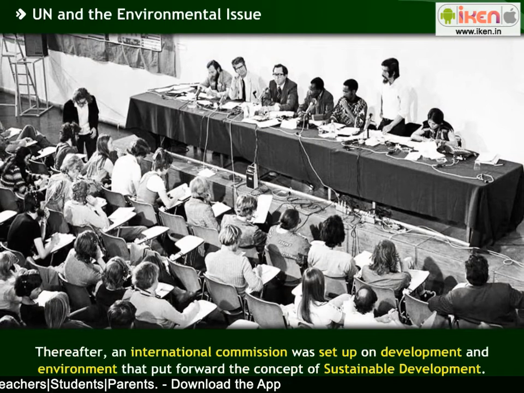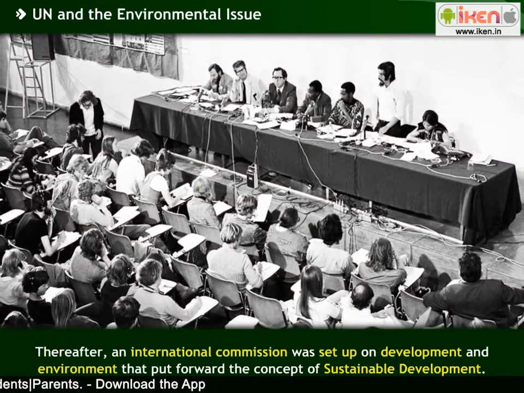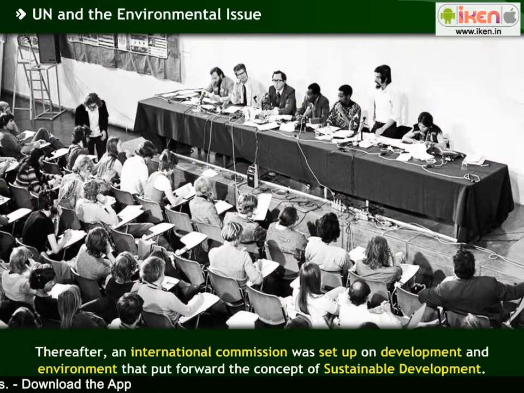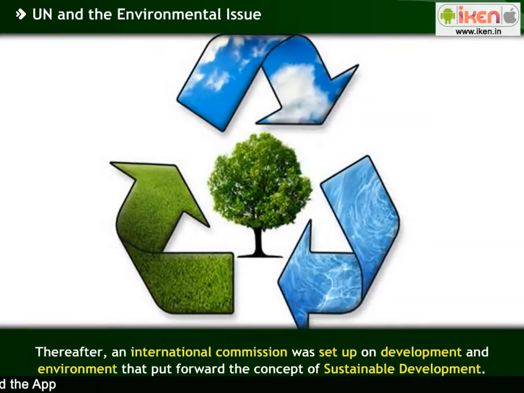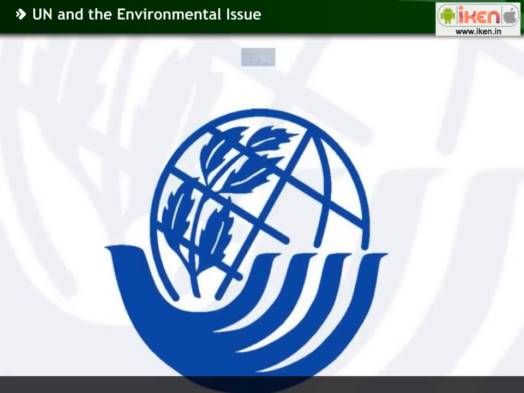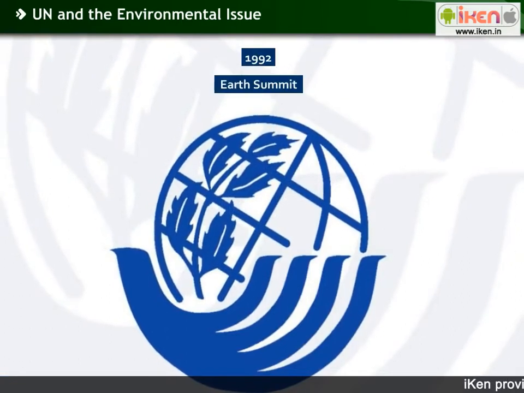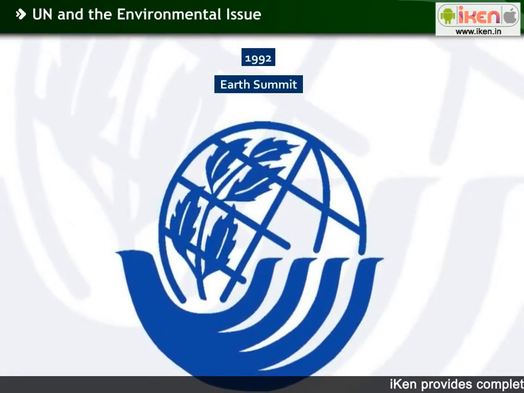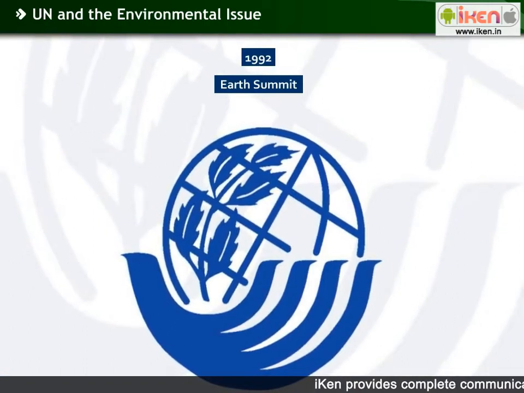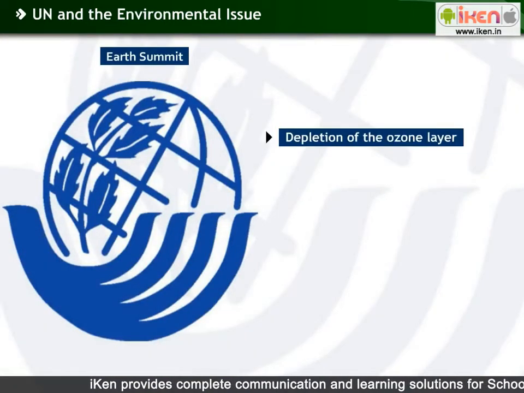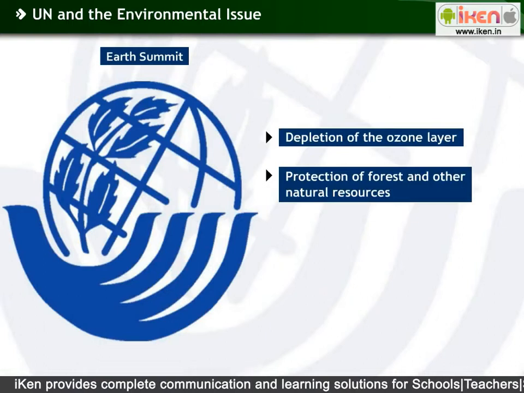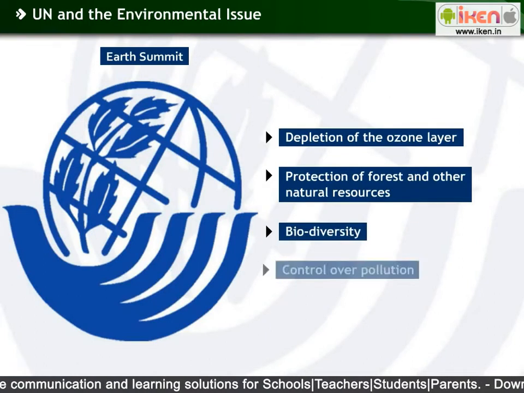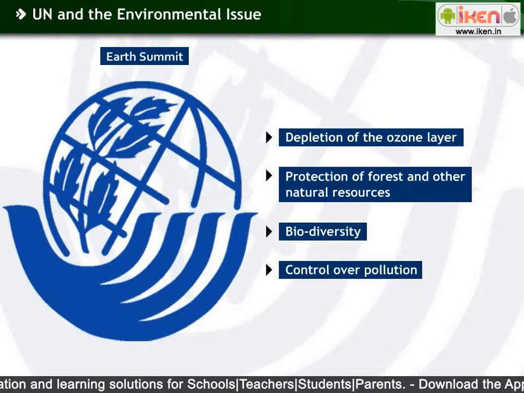Thereafter, an international commission was set up on development and environment that put forward the concept of sustainable development. In 1992, the organization of the Earth Summit was an important step in the efforts for the protection of environment. In this conference, some of the issues were discussed like the depletion of the ozone layer, protection of forest and other natural resources, biodiversity, and control over pollution.